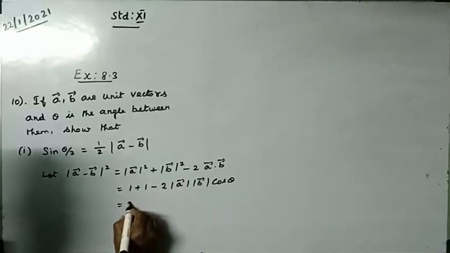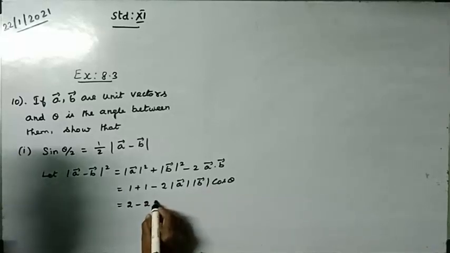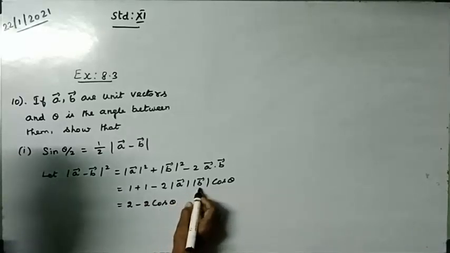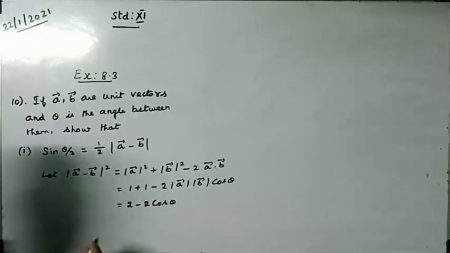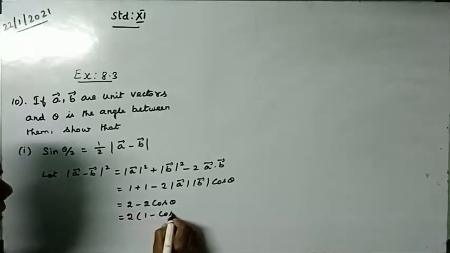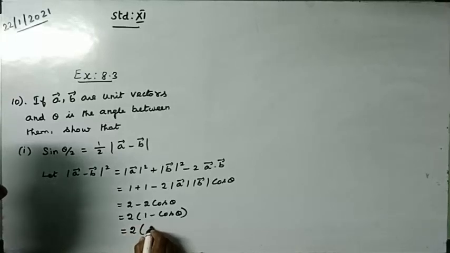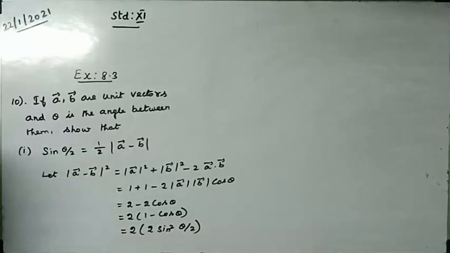Now 1 plus 1 is 2. 2 minus 2, A into B is 1 into 1, cos theta. So 1 into 1 is 1, and 1 cos theta is cos theta. So take 2 as common. Therefore it becomes 2 into 1 minus cos theta. Now in trigonometry you have learnt the formula: 2 into 1 minus cos theta is equal to 2 sin square theta by 2 is the formula.